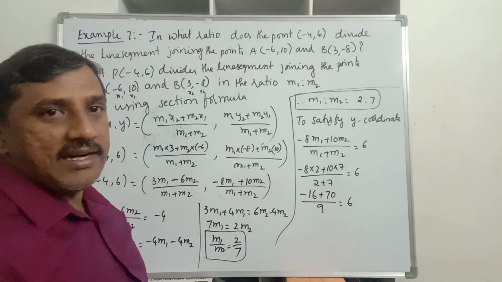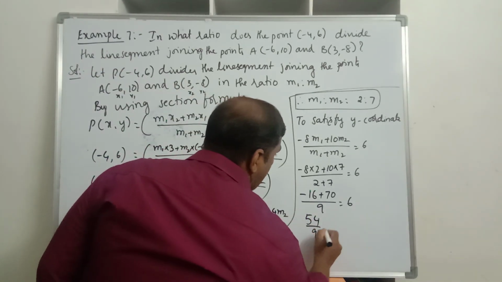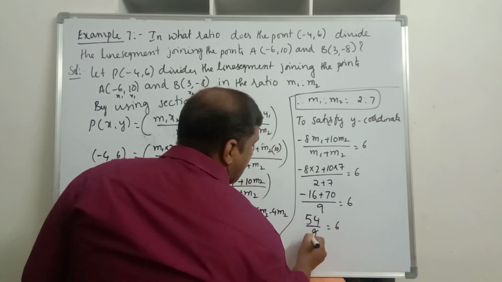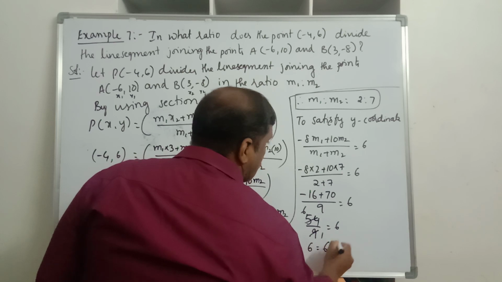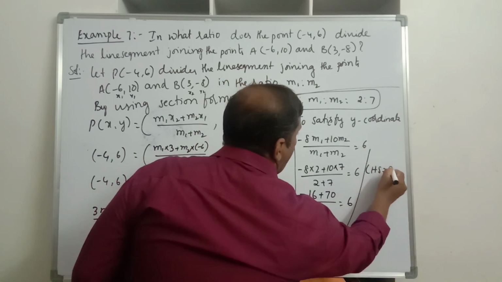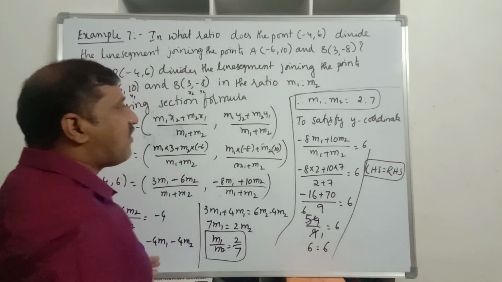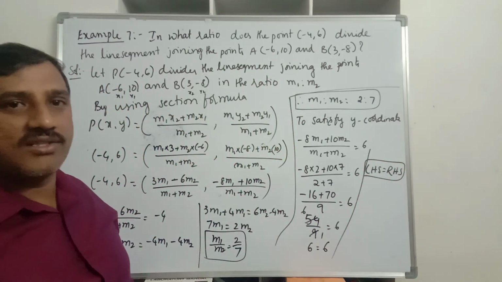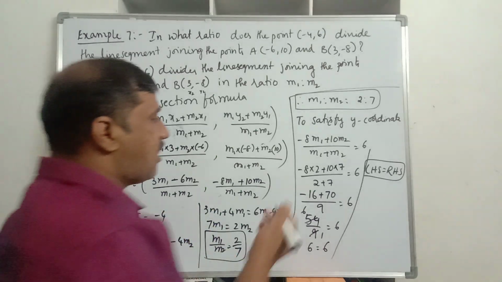Minus 16 plus 70 is equal to 54, we get 54 by 9, that is equal to 6. 9 ones are 9, 9 sixes are 54, that is 6 is equal to 6, we got. Hence LHS is equal to RHS. That is, this ratio is satisfied for the y coordinate also. So it is satisfied for both y coordinate and x coordinate.